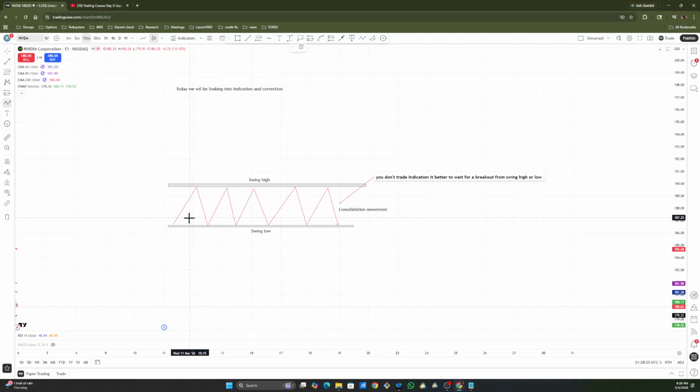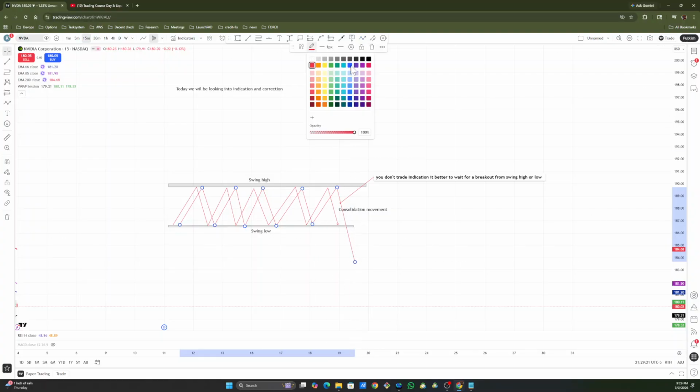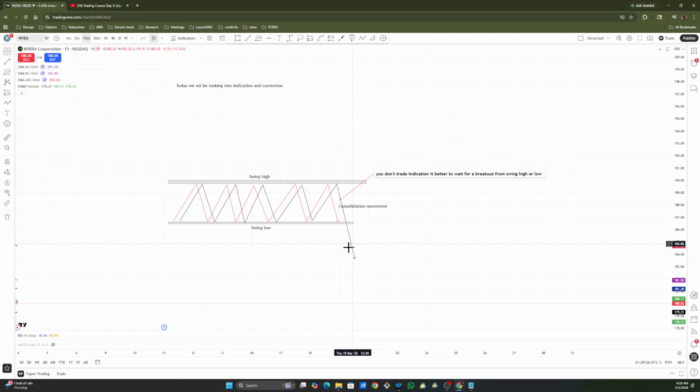And basically, the more it keeps testing all this level of support and resistance and it's not moving, at some point the market breaks above the swing high. So when the market breaks this level, it tells you that we now have a new price.